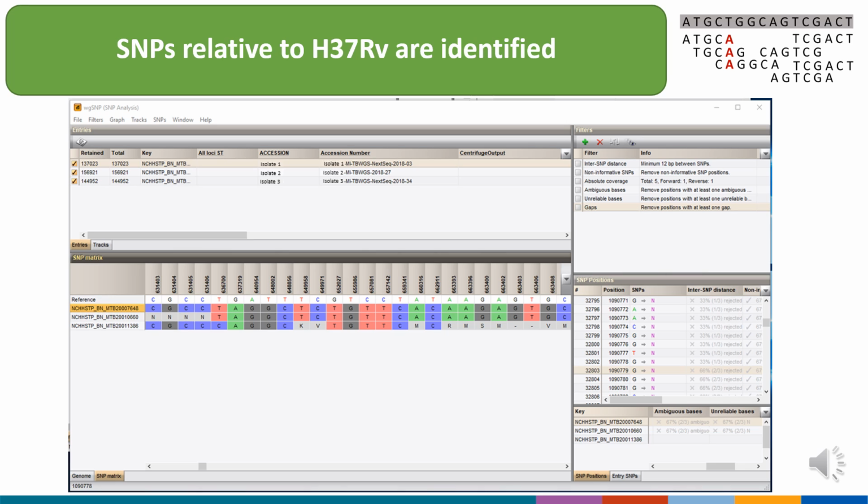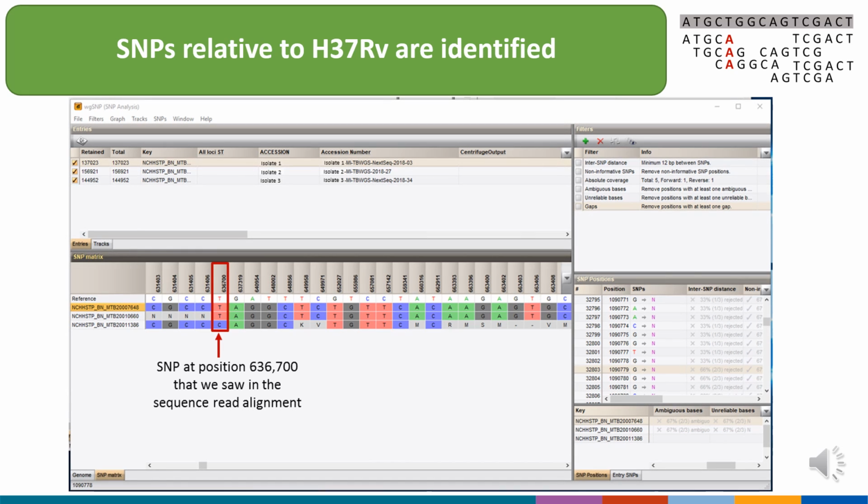Below that are all the nucleotide positions that are different from the reference sequence in at least one of these 3 isolates. So now we are no longer looking at every single nucleotide position in the genome. We are now looking at only the positions where there is a difference. And we can find the SNP at nucleotide position 636,700 that we saw in the alignment of sequence reads, where one isolate had a C, where the reference has a T. We can see that the other 2 isolates in the analysis have a T at that position.